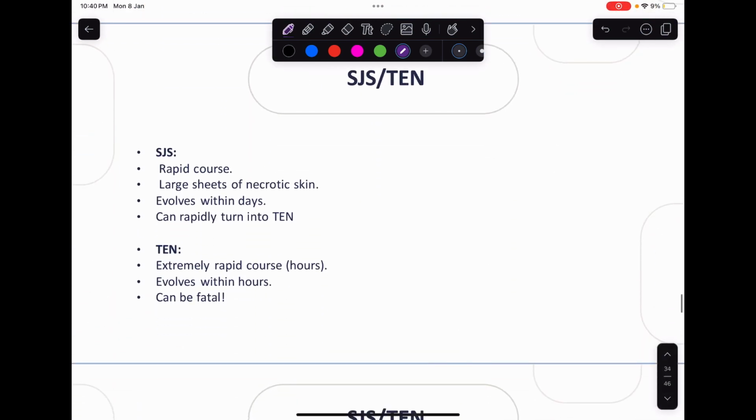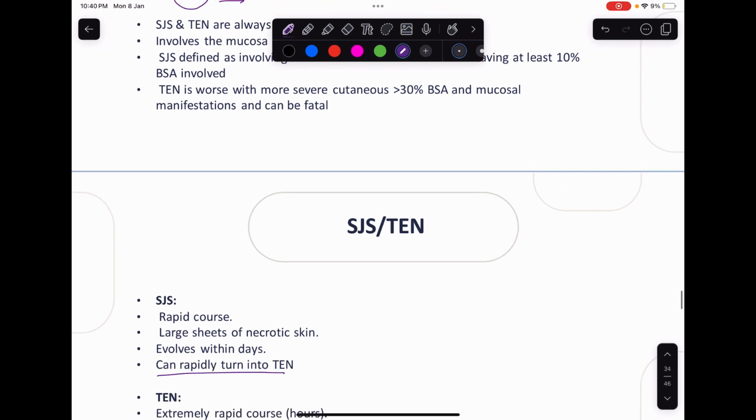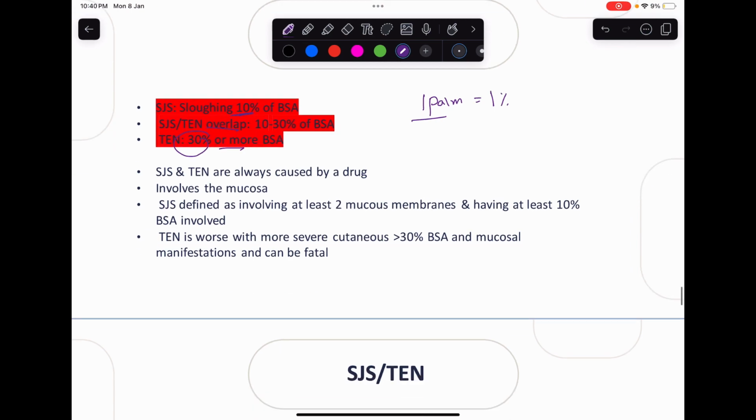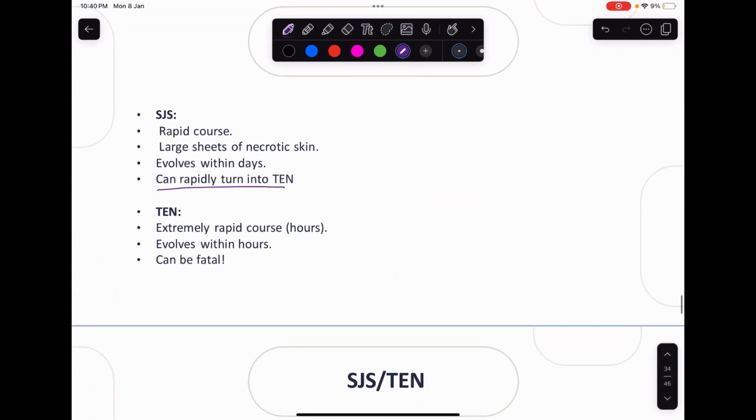Last difference اللي هو الكورس نفسه. ال SJS rapid course صح، لكن ال TEN extremely rapid within hours and it can be fatal. ال SJS برضو can rapidly turn into TEN. It's very important to identify SJS and treat rapidly to prevent the progression. آخر شيء بس بقوله إنه both SJS وال TEN both they have positive necrotic sign و mucous membrane involvement. فهذه difference between the two.